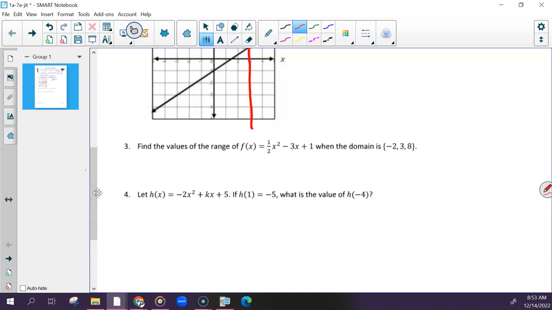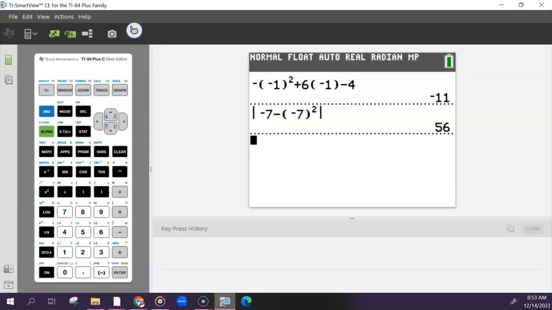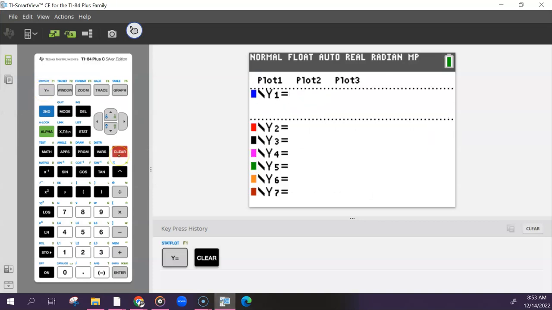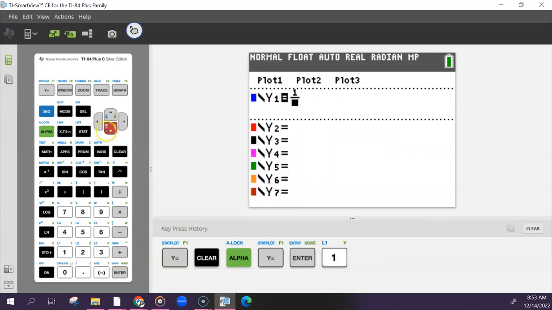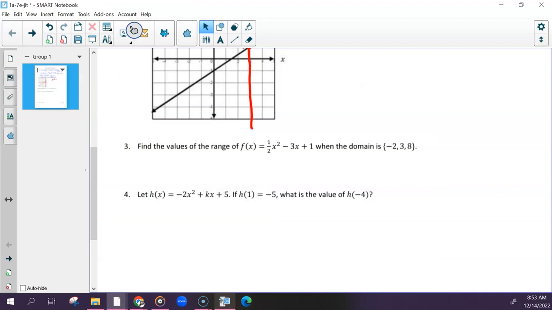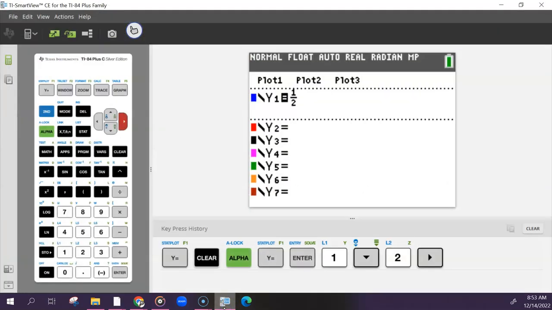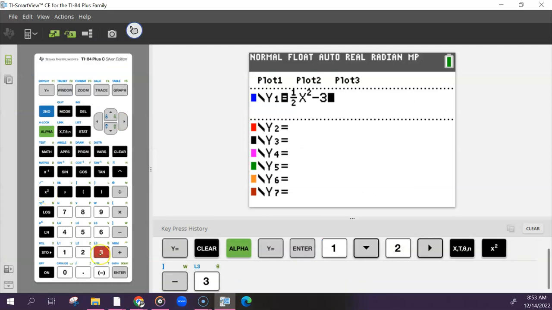Three, I'm going to put in the calculator. Remember that you can use the calculator, or Desmos, for these. You have to find the range of these three numbers. I'm going to go into my y equals, clear it out, put in 1/2. You may need to reset your calculator because in classes yesterday we were doing apps and things on it. So I'm going to put this into here.